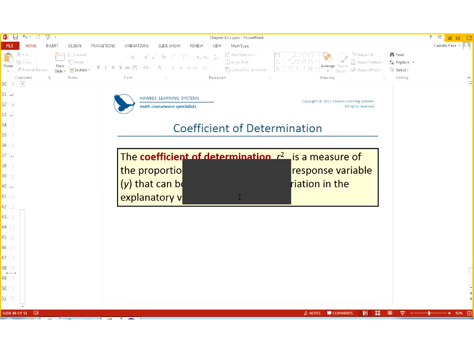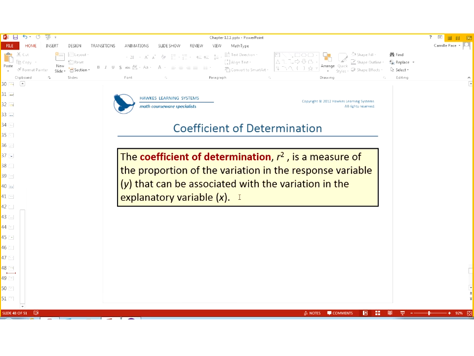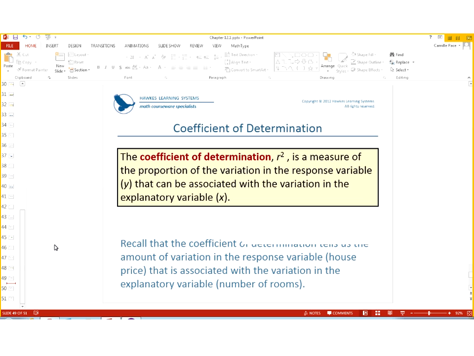Okay, so the coefficient of determination is a measure of the proportion of the variation in the response variable y that can be associated with the variation in the explanatory variable x. So we're like, well, what does that mean? Well, remember we looked at r? Well, all this is r squared. So this is really easy to get when you have r. So let's talk about this.